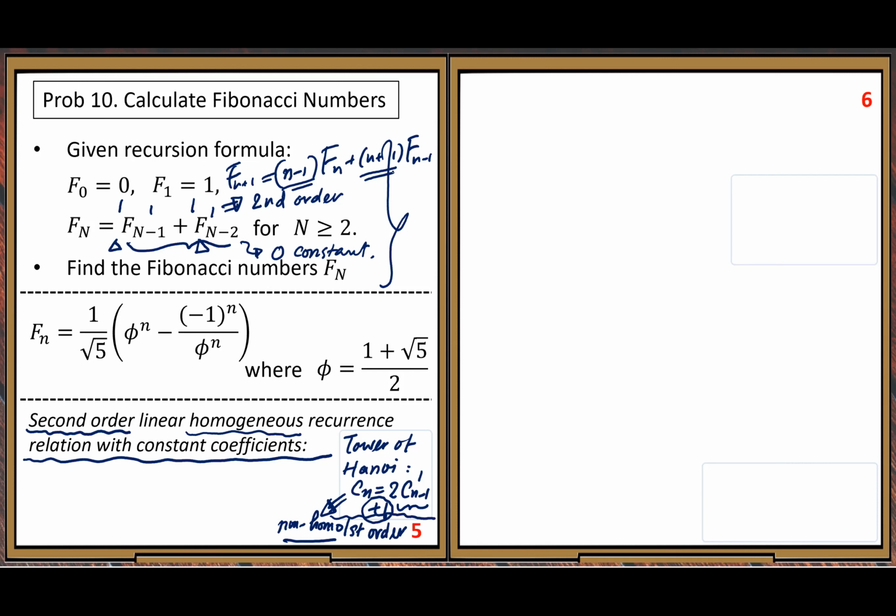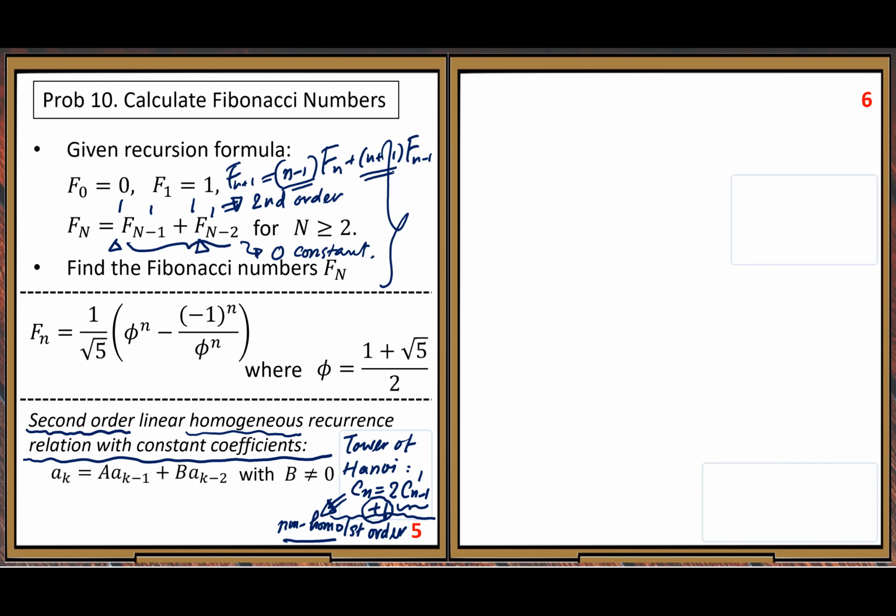Let me repeat it one last time: the second order linear homogeneous recurrence relation with constant coefficients. All right. Next, we need to solve it. We need to use a systematic, standard procedure to solve it.